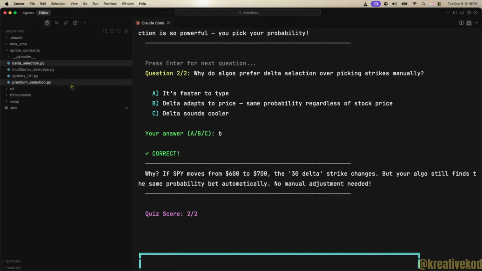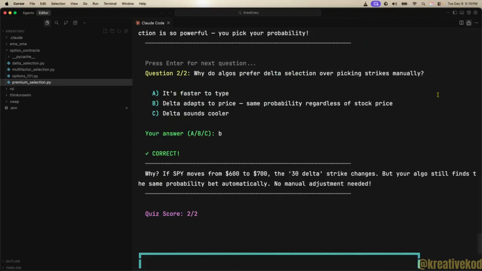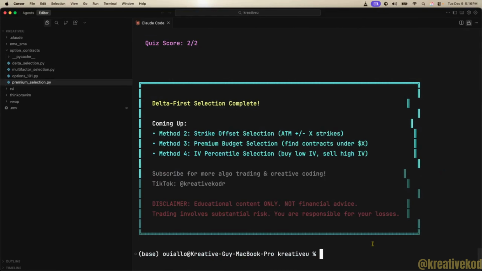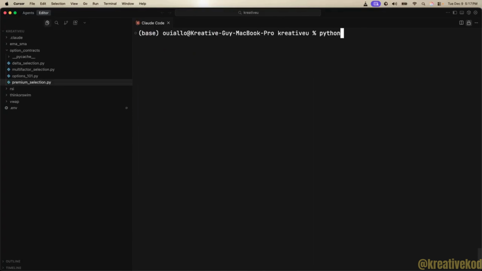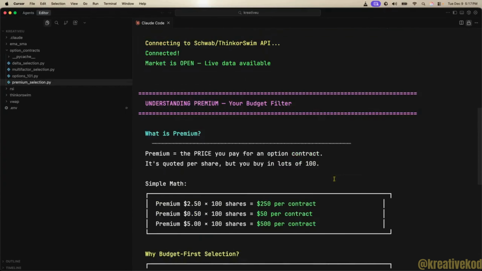So the next method that we're going to be using is the premium selection method, being able to select an option contract based on the underlying cost of it. So let's go ahead and run the code here. Method 2 is being able to use the premium. So what is the premium? The premium is the price we pay for the option contract. It is quoted per share, but you pay in lots of 100.